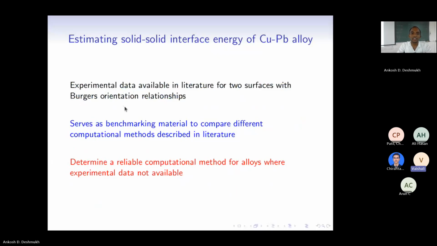So here we choose the copper lead system, for which the experimental interfacial energy is available, for our case, to verify the different methods to calculate the interface energy. So we use the copper lead system, and one other example is also there, that is aluminum and lead systems, with different orientations. So we will discuss the copper and its alloy systems.